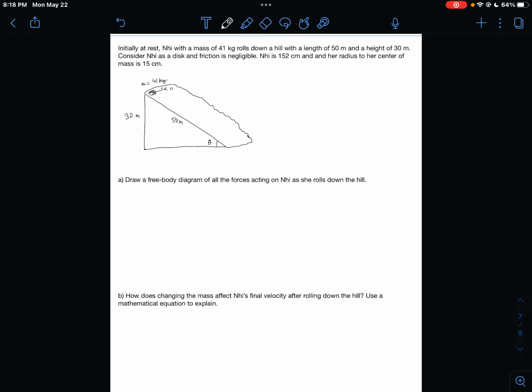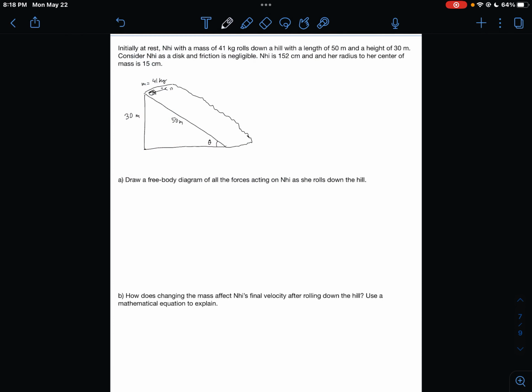So here is the problem, and you can pause and read it. For part A, I'm going to ask to draw a free body diagram of all the forces acting on Yi as she rolls down the hill.